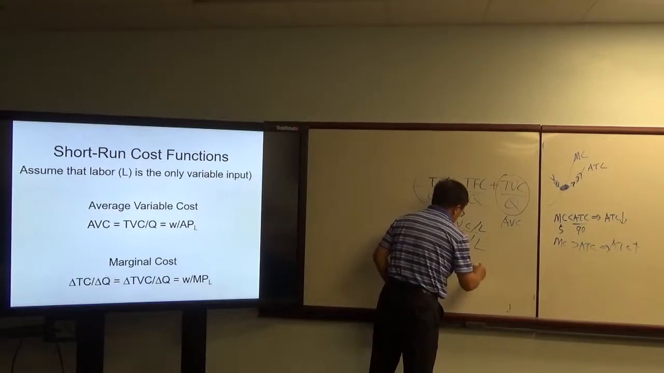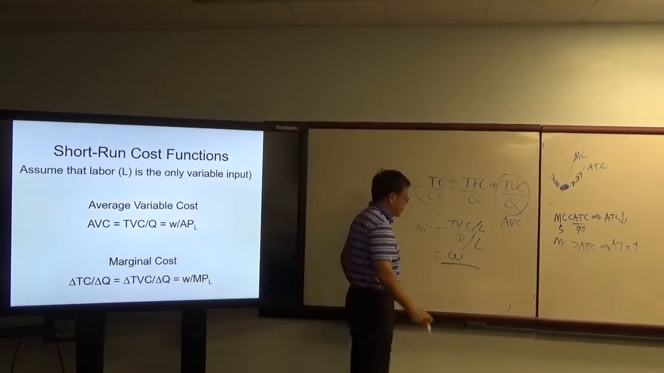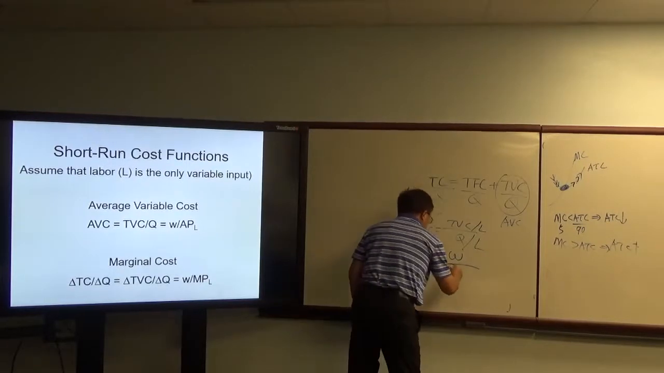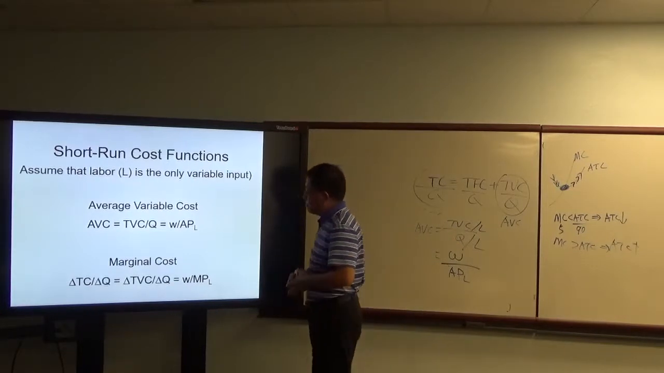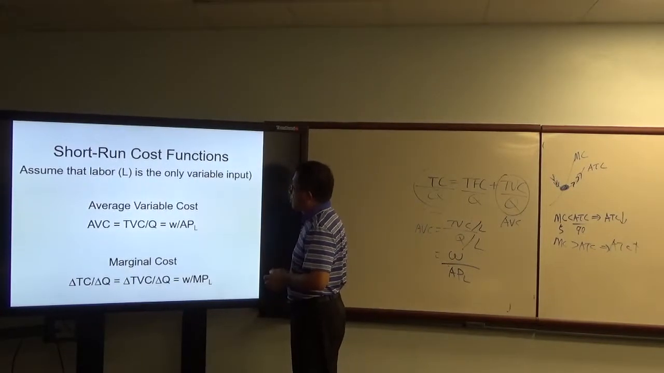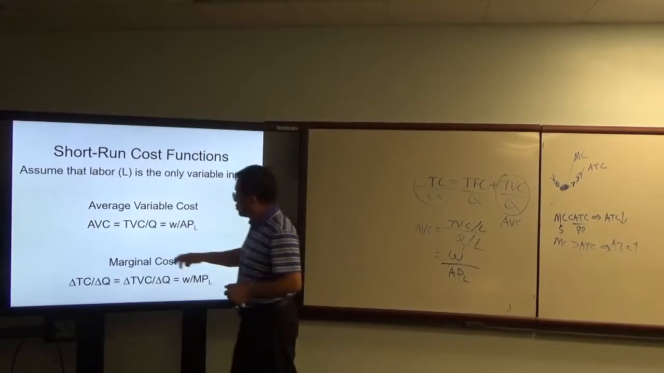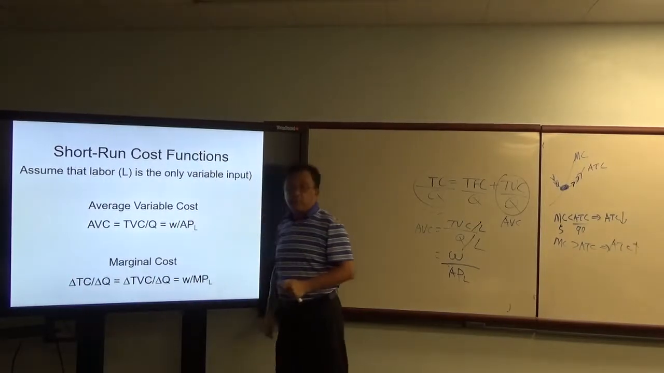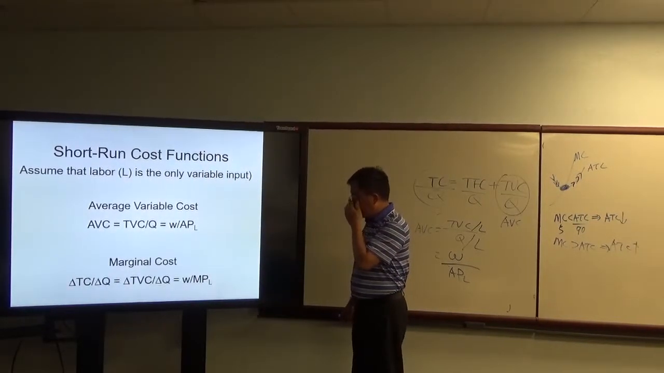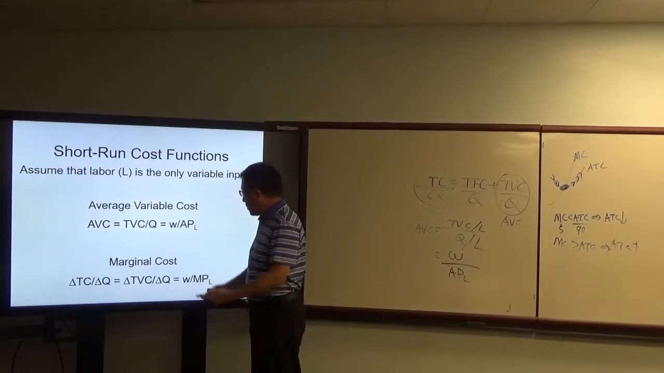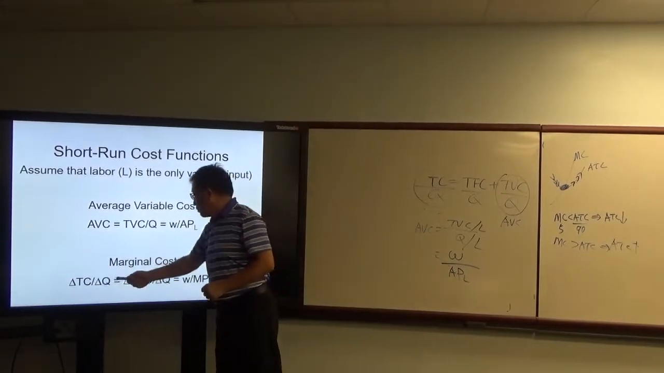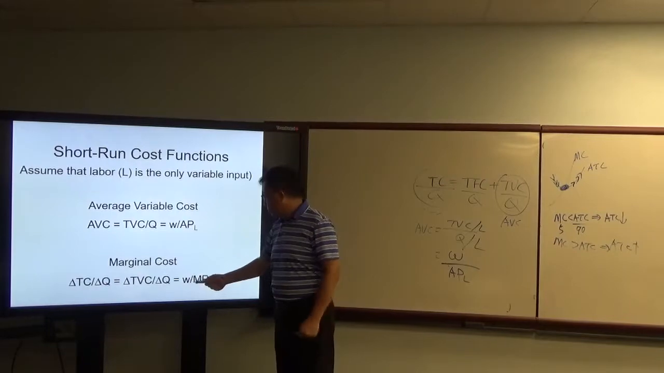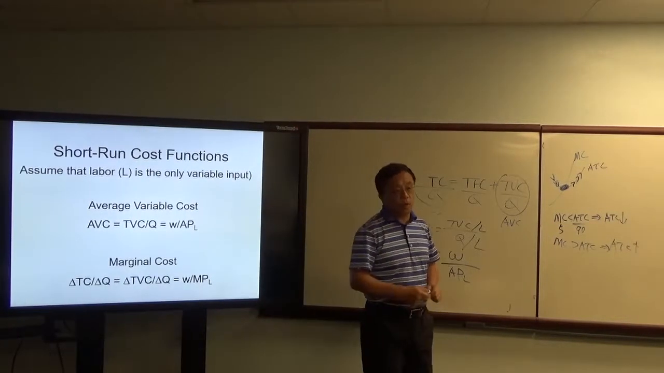And the denominator is what? Total output divided by the number of workers. That's the average productivity. So if labor is the only variable input, then the average variable cost is the wage rate divided by the average product of labor. And the same thing for the marginal cost. If labor is the only input, the marginal cost is the wage rate divided by the marginal product.